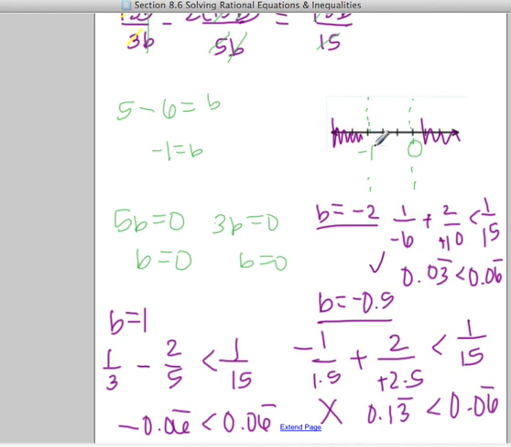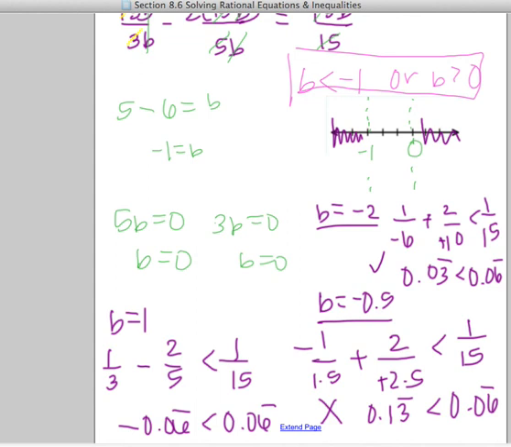So now I need to write my answer. My answer is where I have shaded. So my answer would be that b is less than negative 1, or b is greater than 0, because it's got to be bigger. That would be my final answer for my inequality.